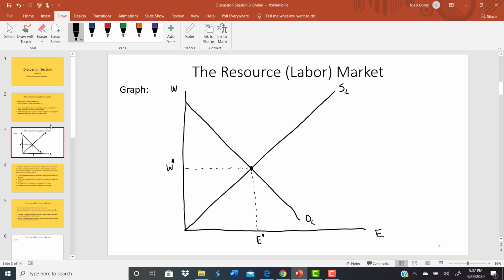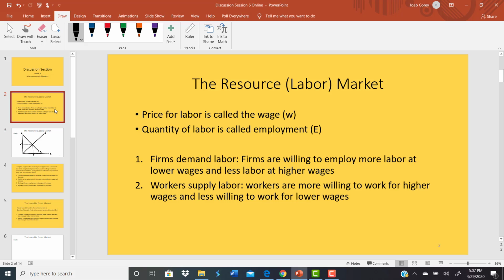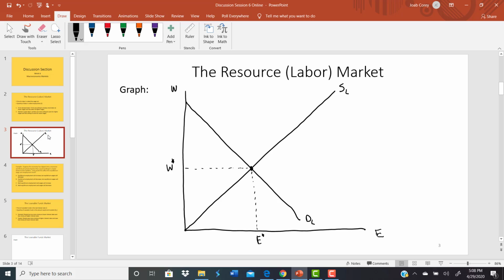Remember, as we talked about back in our original slide, firms are the ones who demand labor, and so if they have a decreased desire to demand that labor, then that's going to be a decrease in the labor demand curve. If you remember, all decreases are going to be shifts to the left. So you're going to see the labor demand curve decrease or shift to the left, so we'll call that DL2.